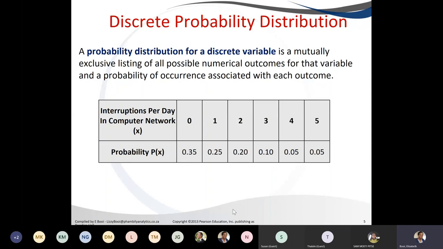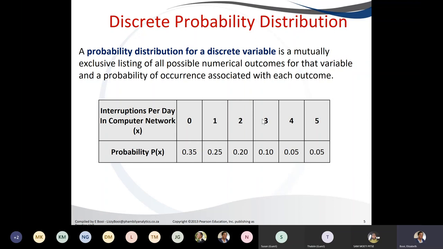So, for example, with discrete probabilities, let's say we have the number of interruptions per day on a computer network. So this will be where we have 0 interruptions. So there was no interruption and we can calculate the probability of that. If this is Monday to Saturday, we can also just record the number of days that we never had any interruptions, where we had 1 interruption per day, where we had 2, where we had 3, where we had 4, and where we had 5. And with this, we will calculate the frequencies.